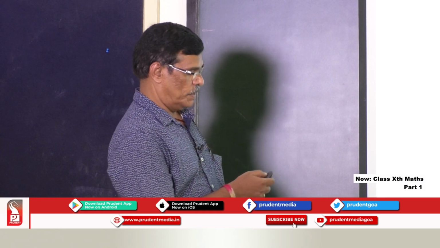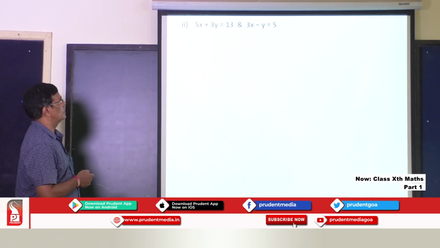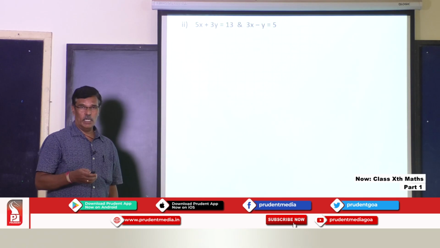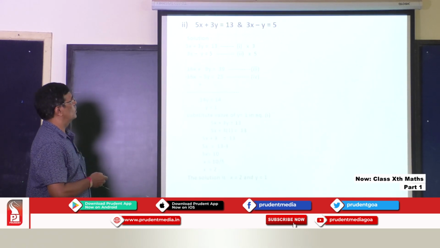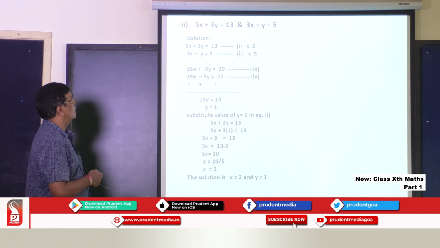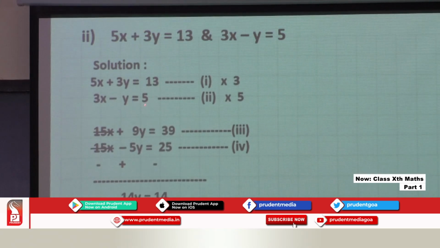So I have taken one more problem here: 5x plus 3y is equal to 13 and 3x minus y is equal to 5. Now let me take the solution for this. Here is the solution. It is 5x plus 3y is equal to 13, 3x minus y is equal to 5.